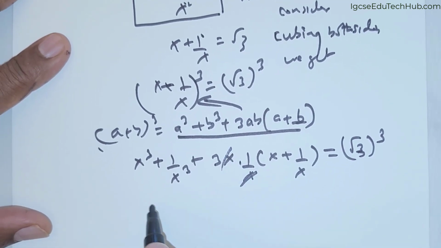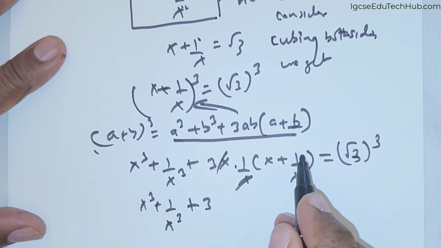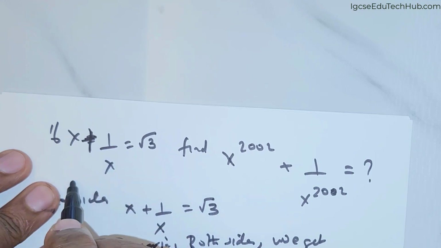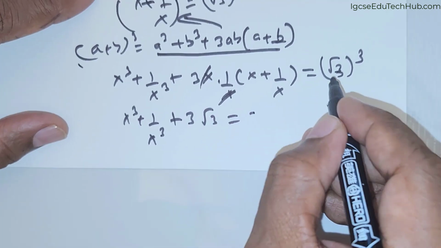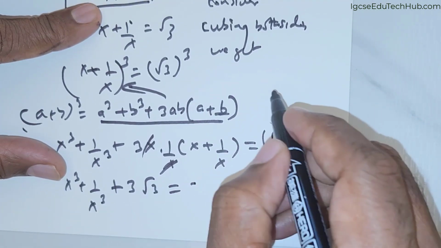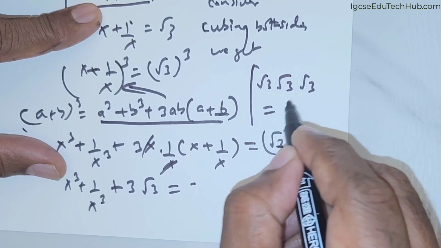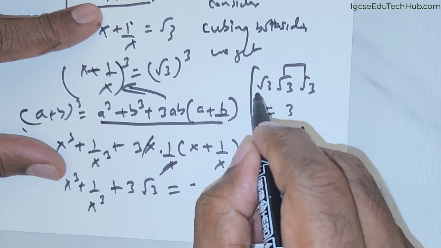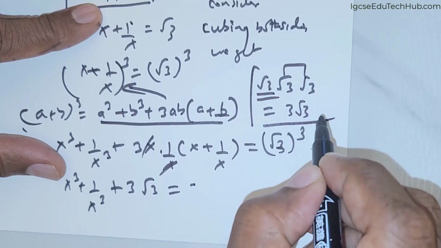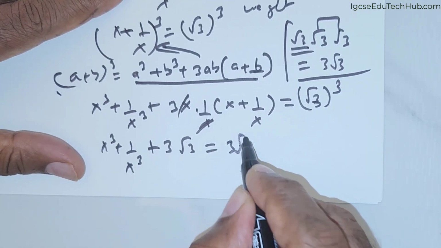Now x and x can be cancelled, so you have x^3 + 1/x^3 + 3 times (x + 1/x). What is that? x + 1/x is given to be root of 3. So 3 times root of 3 is equal to, now (root of 3) cubed, what is that? That's nothing but root of 3 times root of 3 times root of 3. I can multiply root of 3 into root of 3, I will get a 3. There is already a root 3 there. So I can rewrite (root of 3)^3 as 3 times root of 3.